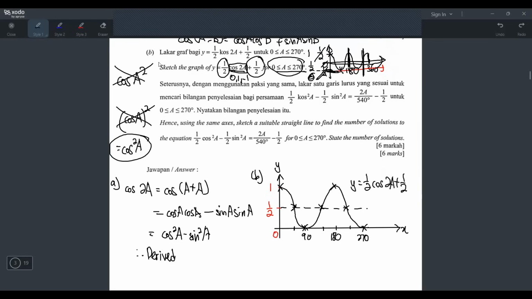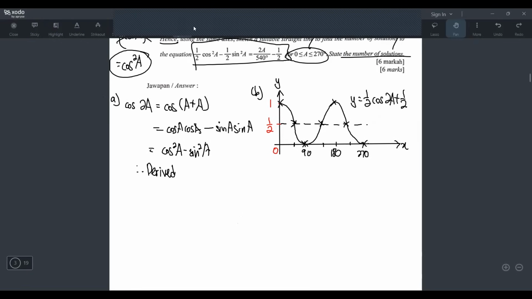part B. Part B, I already did this one, right? But there's still another paragraph here, so let's read what it says. Hence, using the same axis, sketch a suitable straight line to find the number of solutions. Number of solutions means number of intersection points, right? I have to draw a straight line to find how many times they intersect this equation. And then for 0 until 270, state the number of solutions, which means state the number of intersection points.